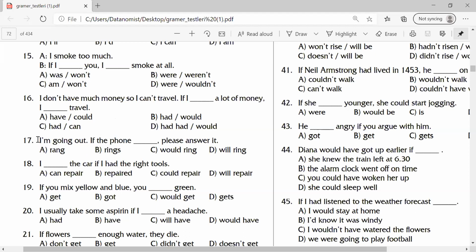Okay, I am going out. This is a clue. If the phone dash, please answer it. The probability, chances are there. So type 1. If the phone rings, please answer it.